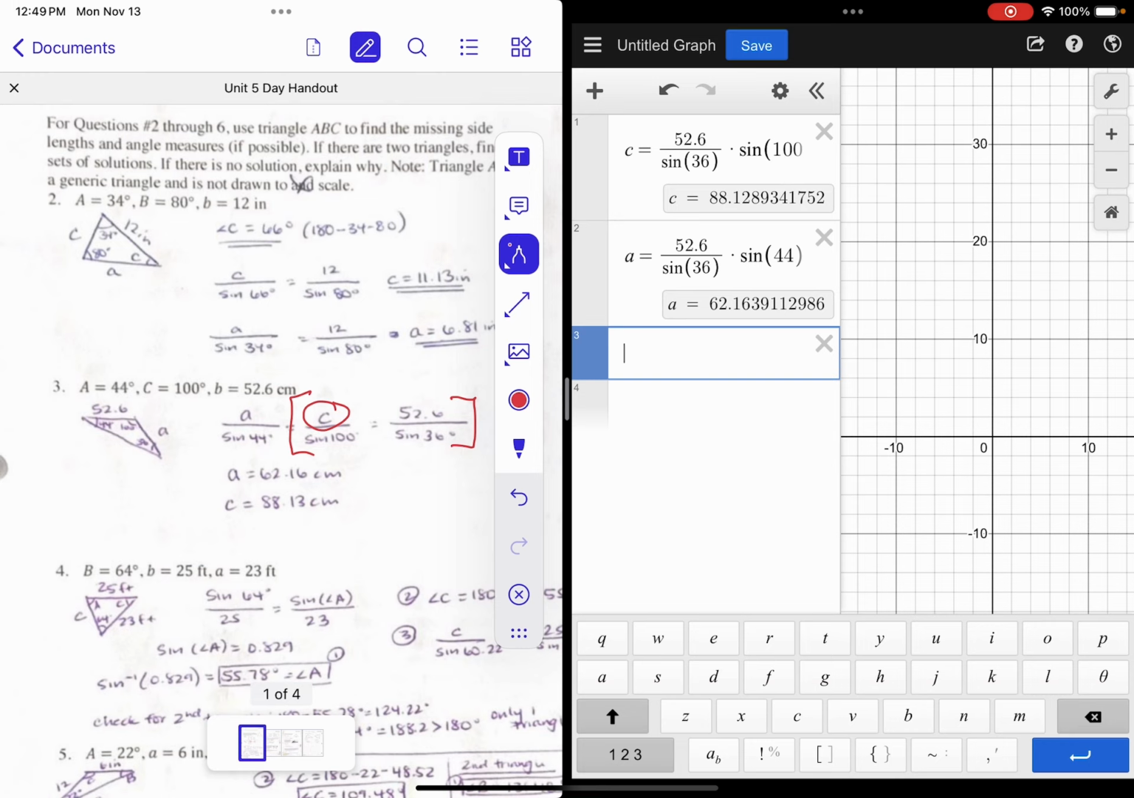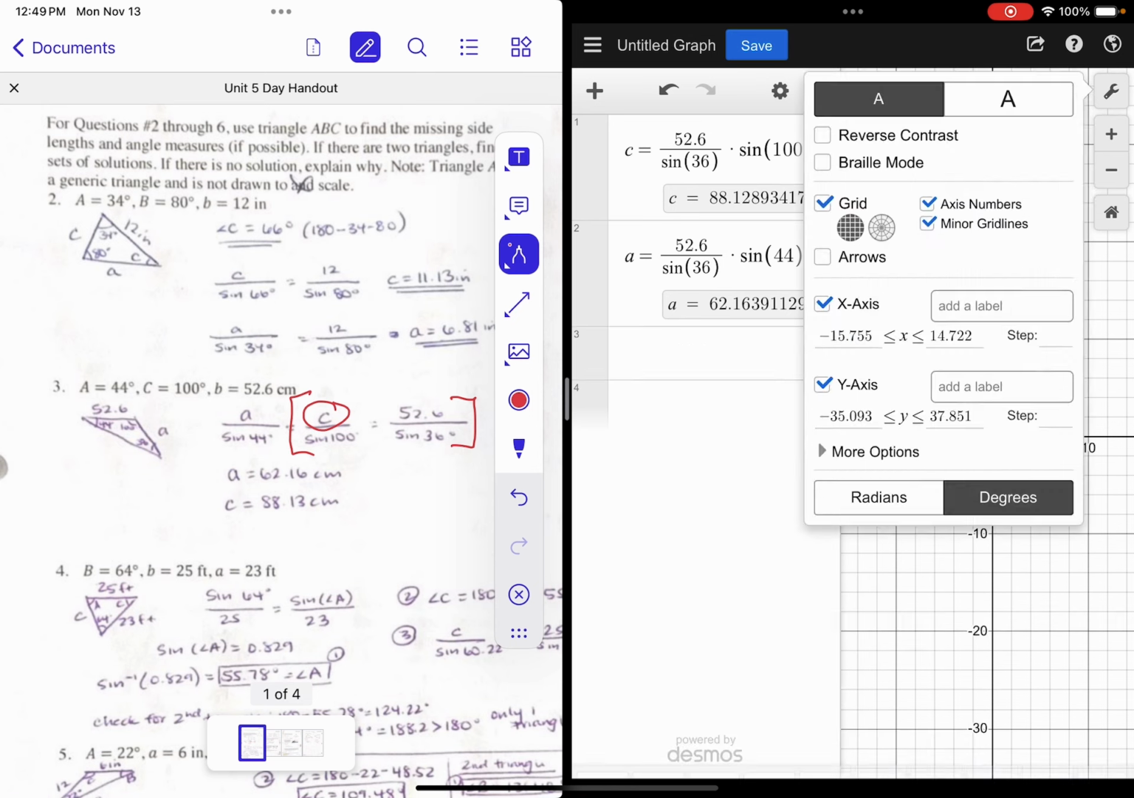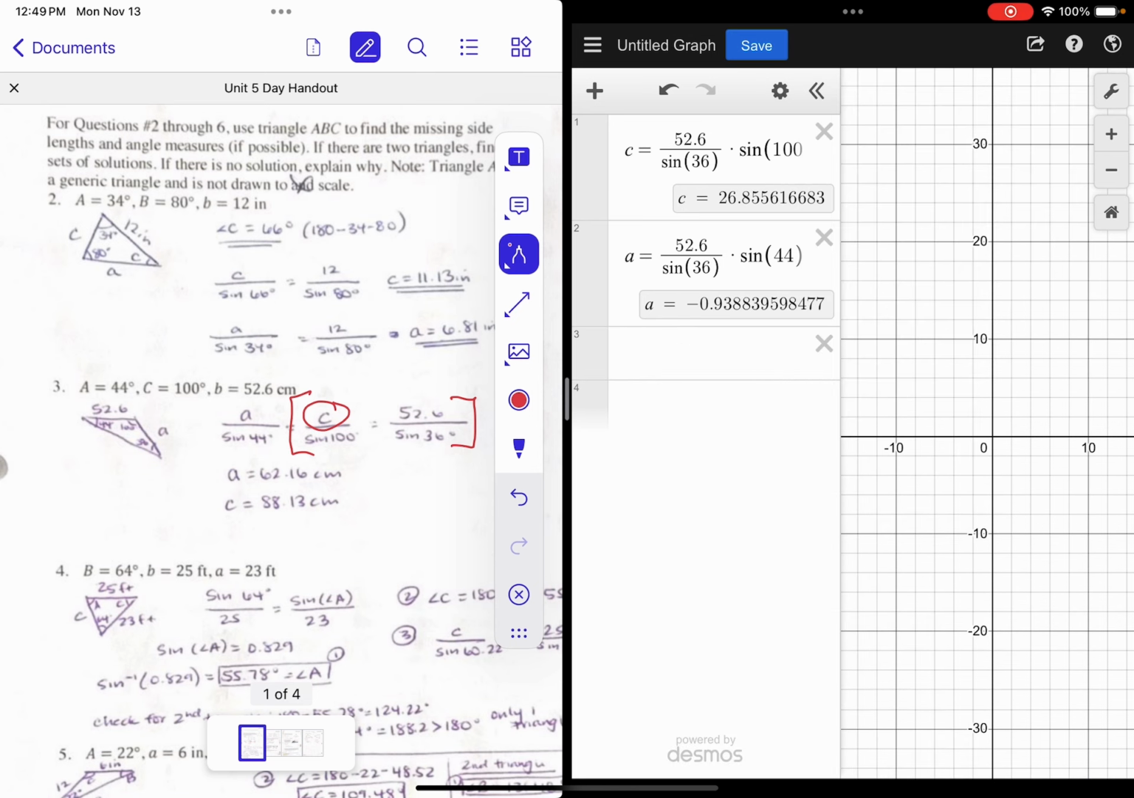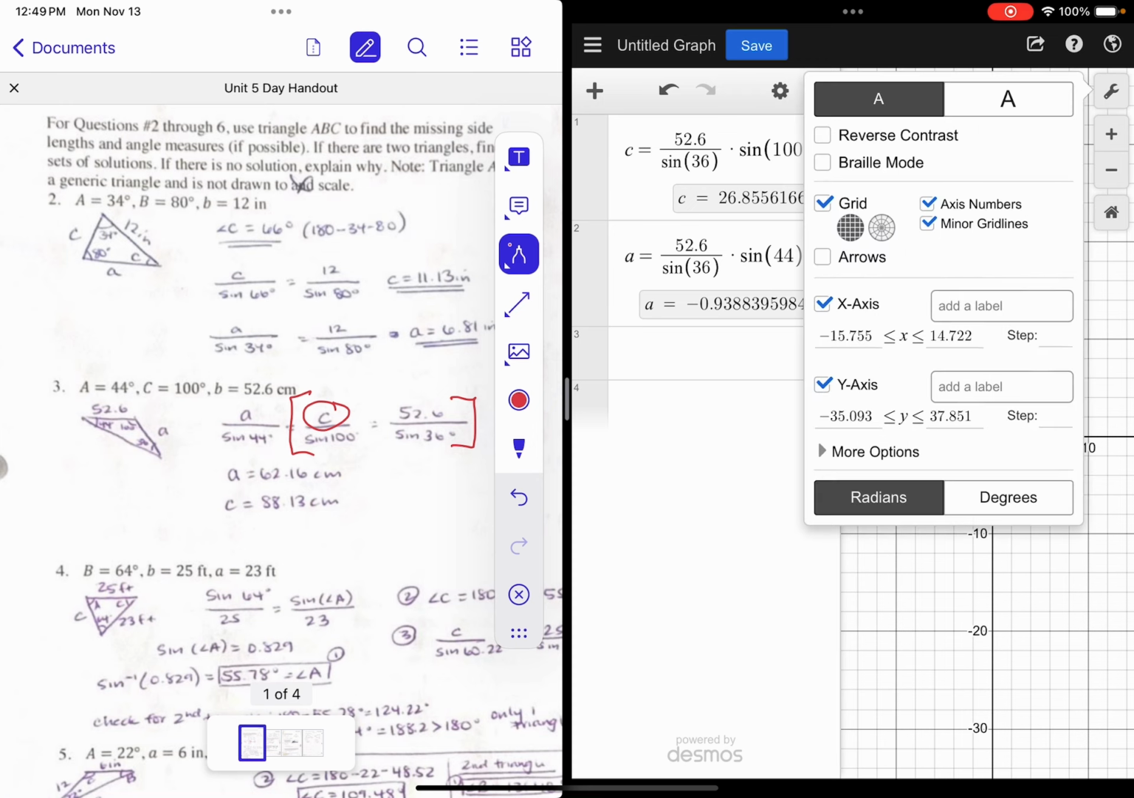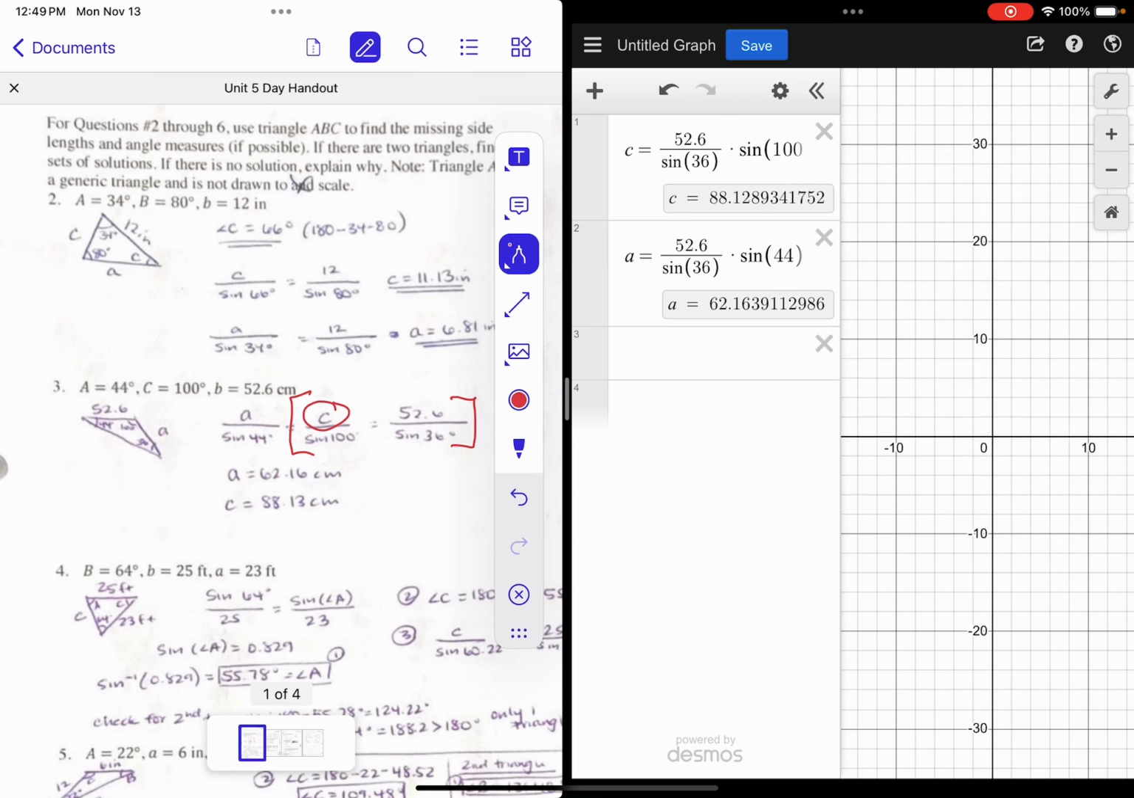Hopefully this helps you realize what to put in the calculator. The biggest thing is making sure that you are in degree mode, not radian mode. Notice that if I'm in radian mode, my answers totally don't make sense. I get a negative value. That should always be a sign I'm probably in the wrong mode if my answers don't make sense.